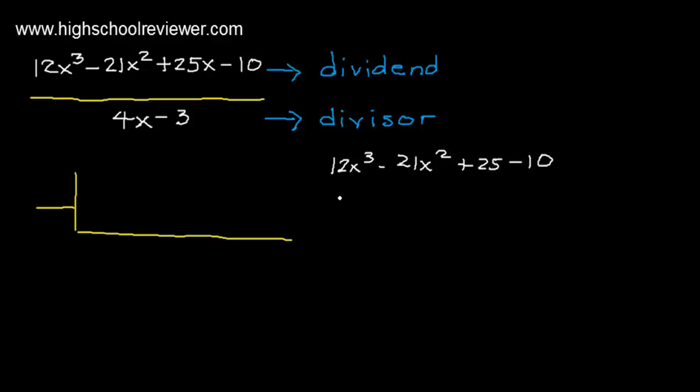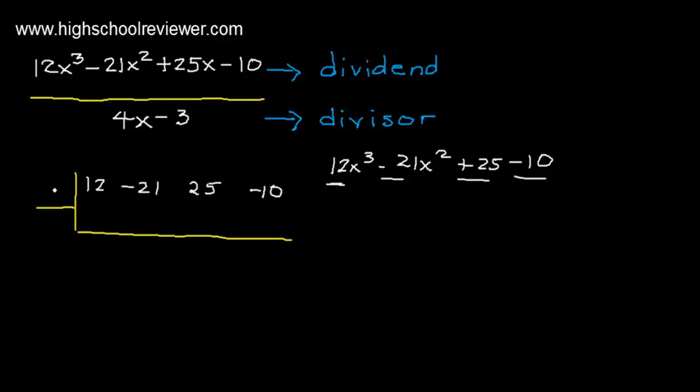Make sure that the terms are arranged in consecutive order. The highest exponent here is 3, followed by positive 2 and positive 1. They are arranged in consecutive order. Let us now get the numerical coefficients. Our first coefficient is positive 12. This is followed by negative 21. And then we have positive 25. And the last will be the constant, which is negative 10.